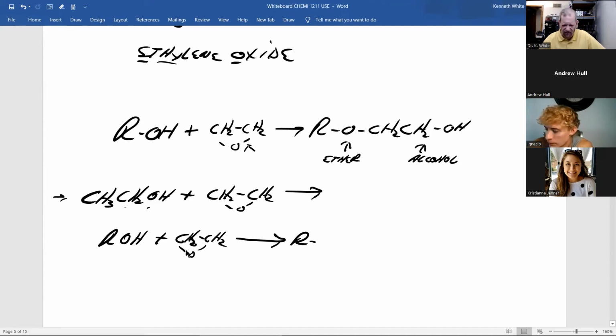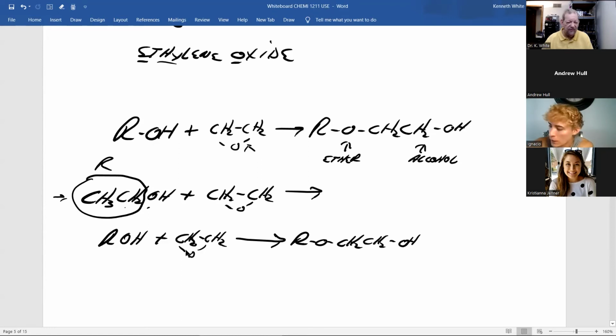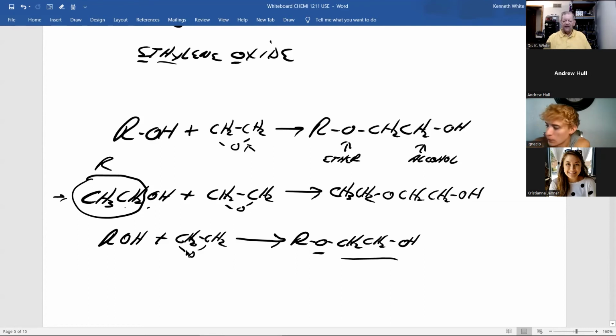And what you form is this ether alcohol. And this product, what's our ethyl? So therefore, I have my ethyl group, I have my oxygen, then I have my CH2, CH2OH. And that's what happens.